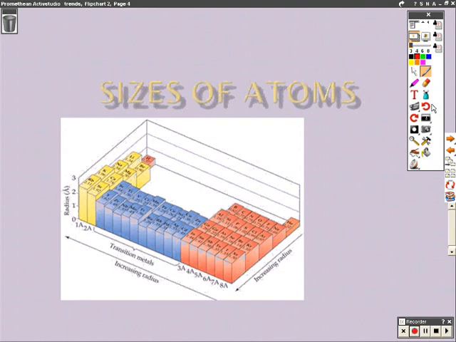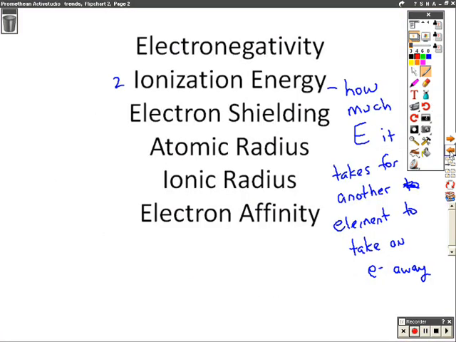So let's go back here for a second. Okay, we've talked about electronegativity, the pull of the nucleus on the valence electrons. We've talked about ionization energy, which is the amount of energy it takes for another element to take an electron away from me. And if I have a lousy pull, I've got a low electronegativity. If I've got a lousy pull, then it takes a very low amount of energy to take an electron away from me. And chances are that's because I have a large atomic radius and because I have lots of electron shielding. Those are things that contribute to the fact that these two are low. And if you notice, they go hand in hand, don't they?